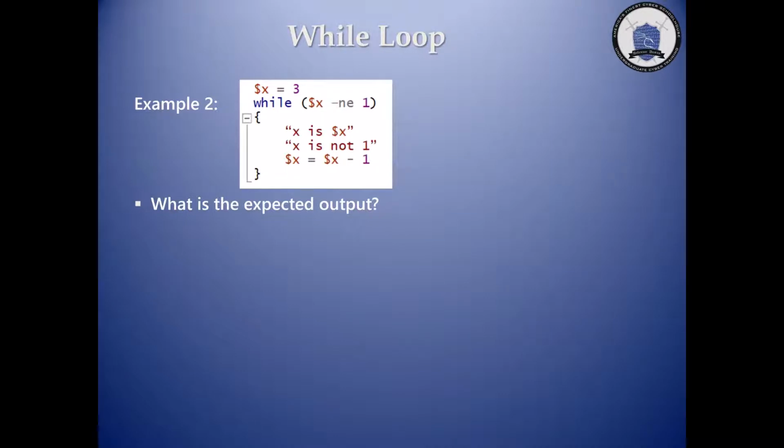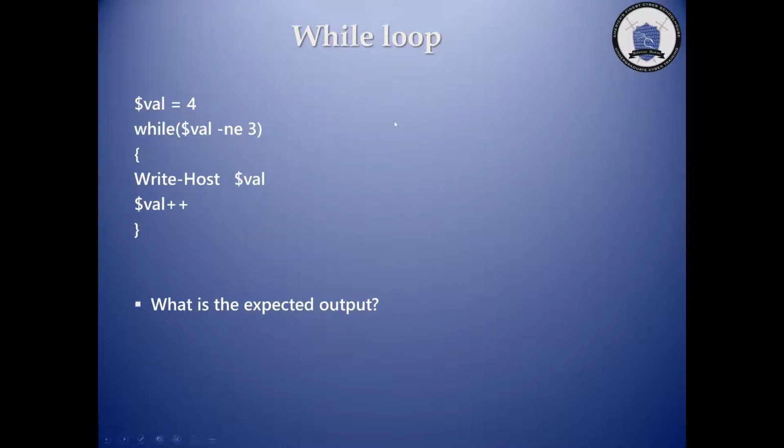All right, well, we know that we're starting with x equals 3. While 3 does not equal 1, we're going to print out. So we're going to continue to go. But what do you notice? We're starting with 3, and we're decreasing it. So x is 3, x is not 1. Then decrease it to 2. x is 2, x is not 1. Then decrease it to 1. Does 1 not equal 1? That is false, so escape. So that's exactly what we said.